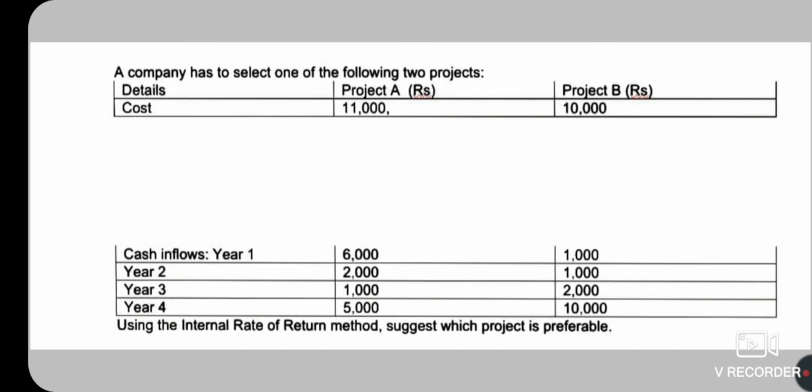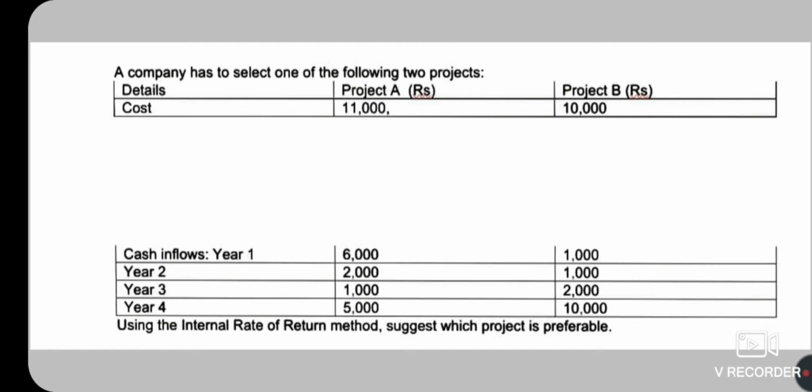And after that, you have cash inflows for 4 years. For project A: 6,000, 2,000, 1,000, and 5,000. And for project B: 1,000, 1,000, 2,000, and 10,000. Now, using the internal rate of return method, suggest which project is going to be preferable.